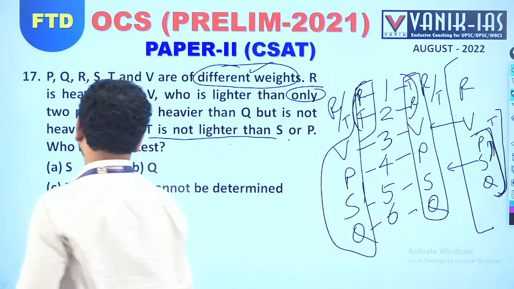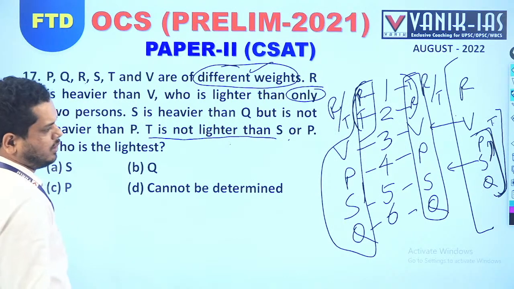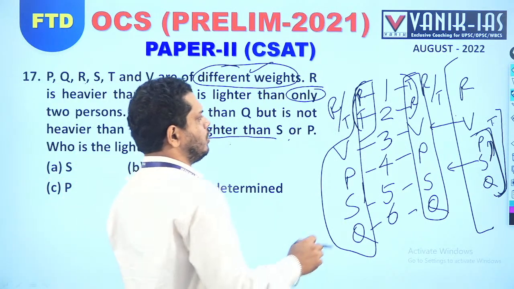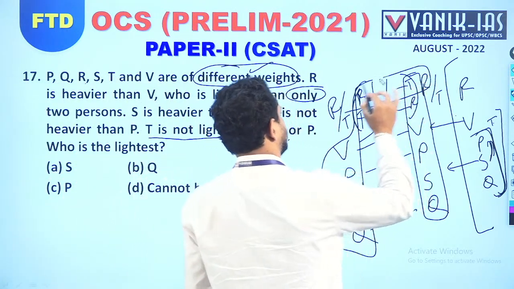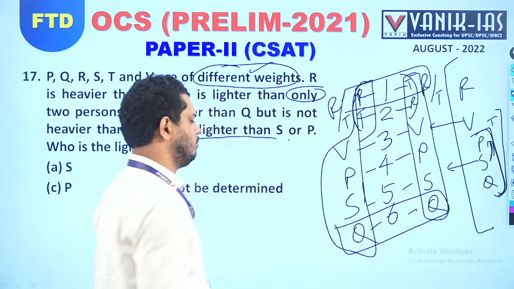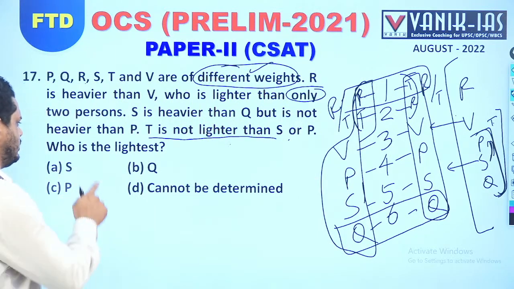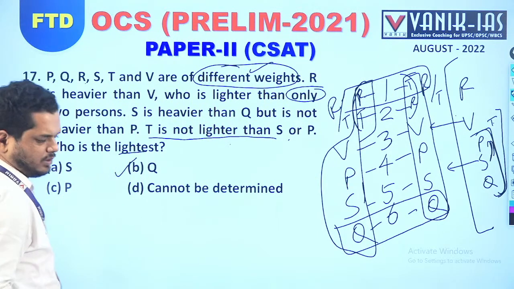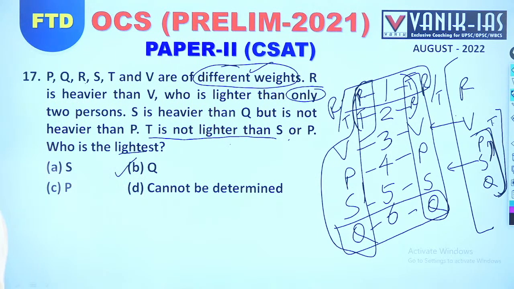So what is the question? Who is the lightest, friends? Now listen. We don't need to qualify the person who is on top, but we need to qualify the person at the bottom because of the lightest. The question is the lightest. Here it is the answer. So question number 17 is over.